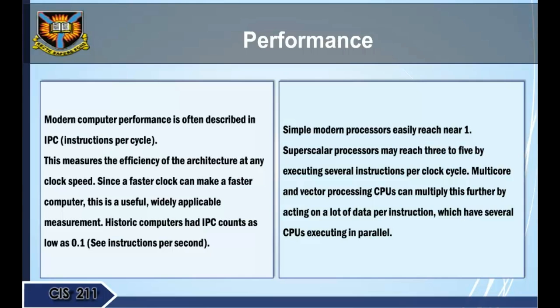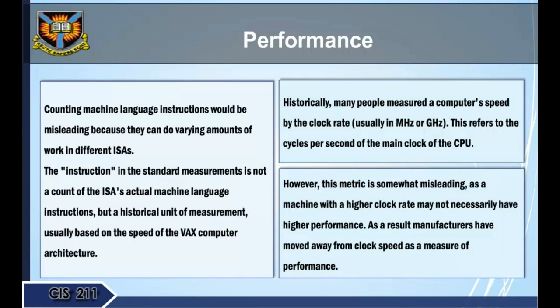Multi-core and vector processing CPUs can multiply this further by acting on a lot of data per instruction, or by having several CPUs executing in parallel. Counting machine language instructions would be misleading because they can do varying amounts of work in different ISAs. The instruction in the standard measurement is not a count of the ISA's actual machine language instructions, but a historical unit of measurement, usually based on the speed of the VAX computer architecture.